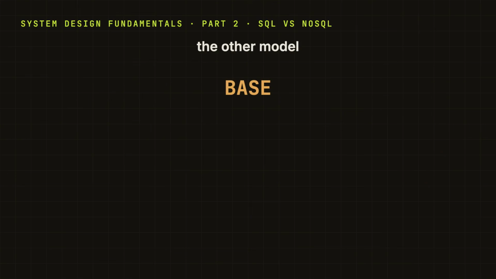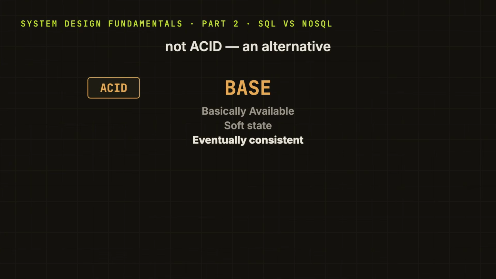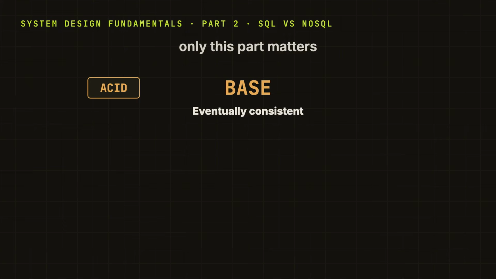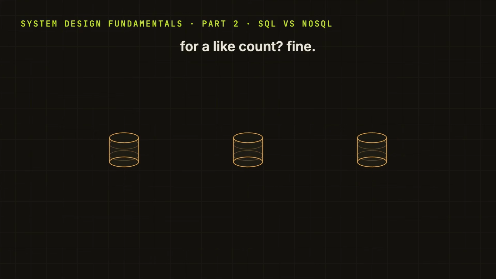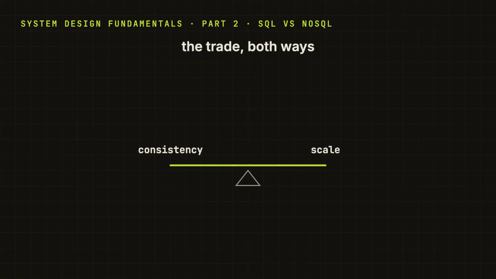And many NoSQL databases follow a model called BASE that stands for basically available, soft state, eventually consistent, instead of ACID. The key idea to remember is that last part, eventual consistency, meaning if you write something and then immediately read it from another copy, you might get a slightly old answer for a short moment until the copies catch up. That sounds bad, but for a lot of things, like a like count, a view count, it is completely fine. And in return, you get huge scale. So the trade is SQL gives you strong consistency and relationships. NoSQL often trades a little of that away for scale and flexibility.